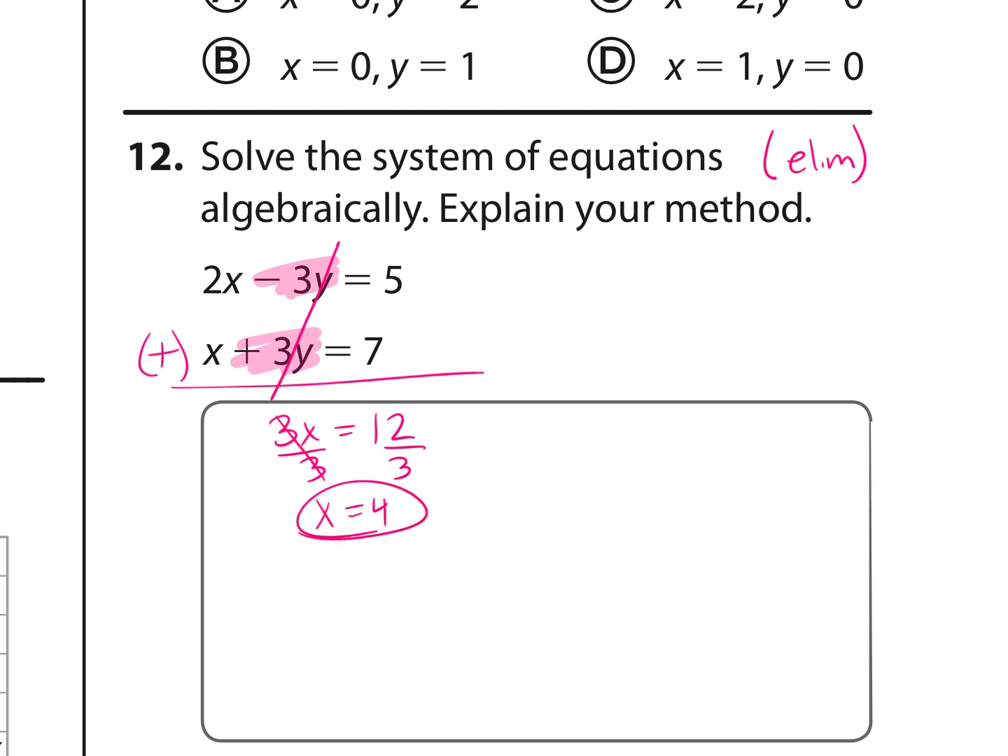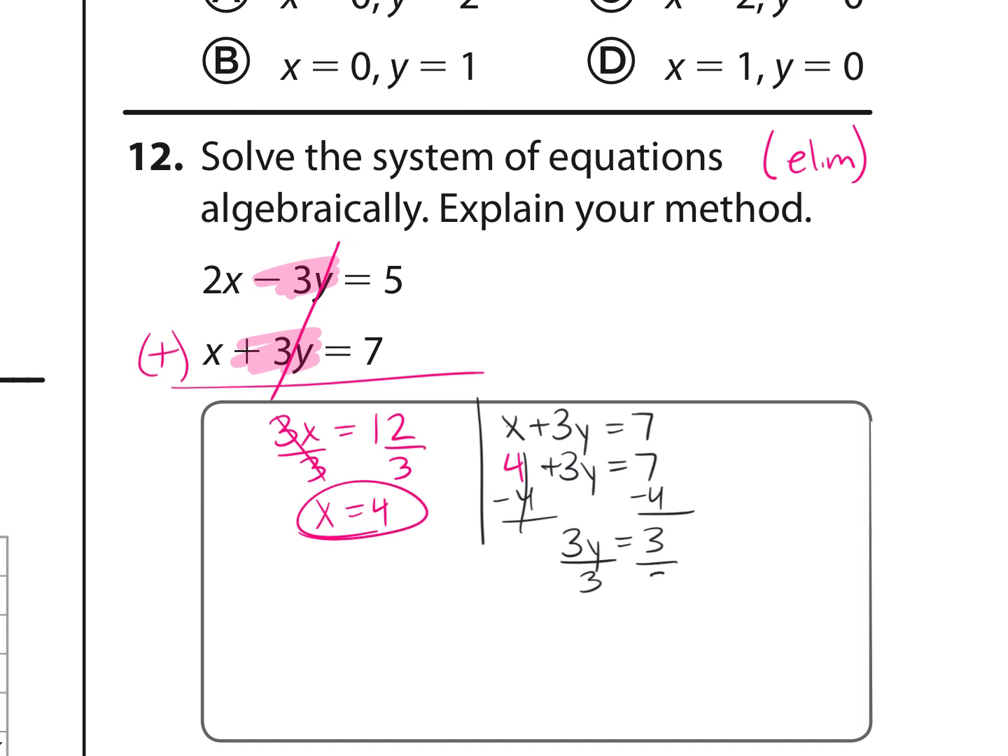Now I want to go back and get y. So I'm going to take either equation. I think I'm going to take the second one and say x plus 3y equals 7, where x is 4, plus 3y equals 7. So I get that 3y is equal to 3. Divide both sides by 3, and y is 1. And I like to write my ordered pair for x and y. So I have 4, 1, and I'm finished with the problem.